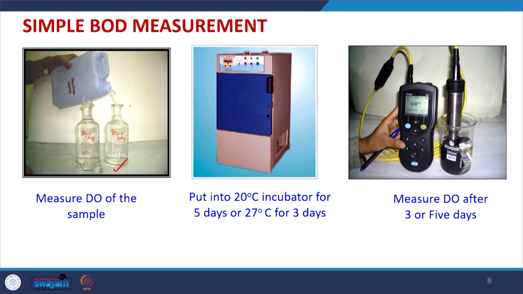Now, these are the 300 ml bottles we can see. When we fill the water sample in the bottle and the cap is put on, it holds exactly 300 ml. We keep these bottles inside the incubator, depending upon the temperature, for the respective number of days, and we measure the DO using a DO meter after either 3 days or 5 days. We can also use the titration method for determining the dissolved oxygen.